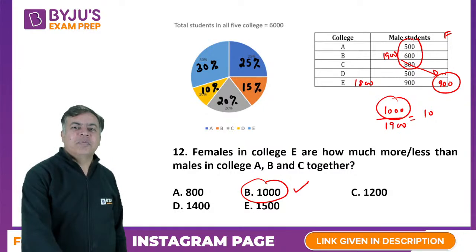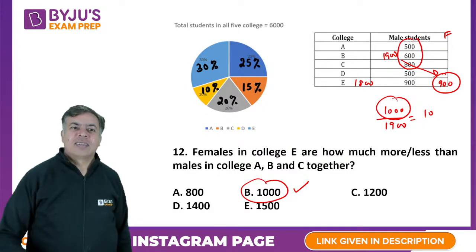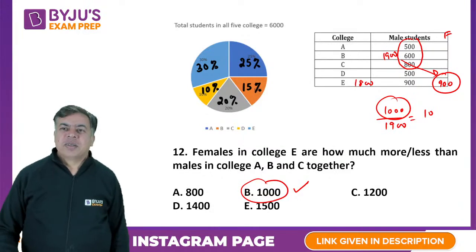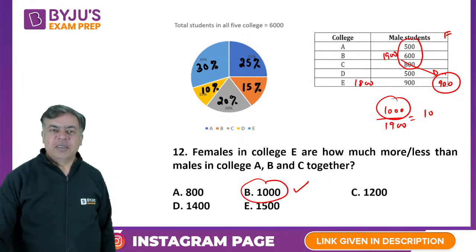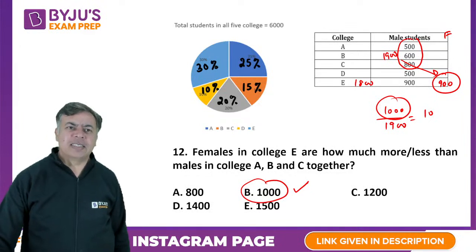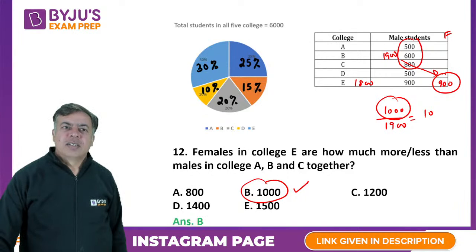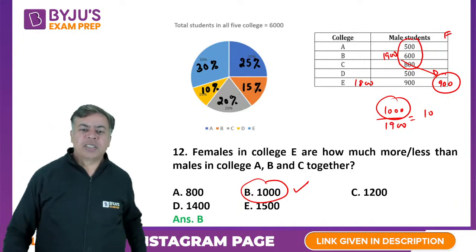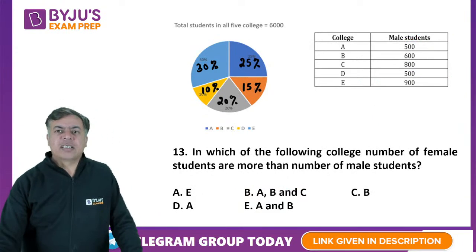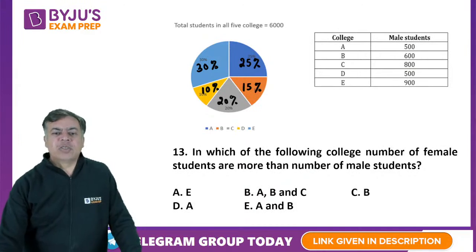Super duper easy. Let's move to the next one. It was super duper easy. Yes, Ashwin Ram. Gayatri, it was B. Yes, correct. Very, very easy. Next one.